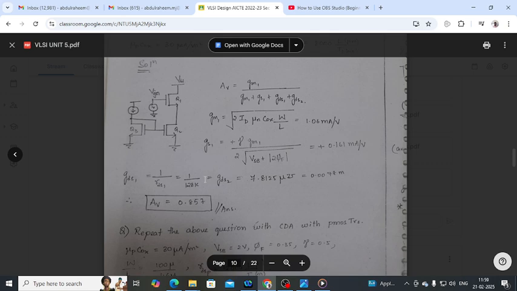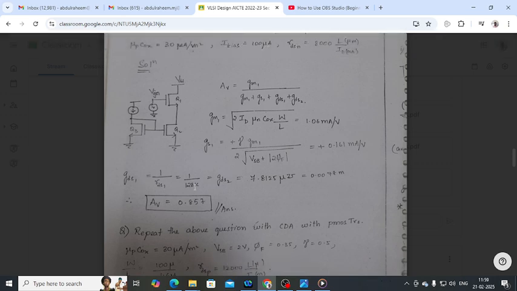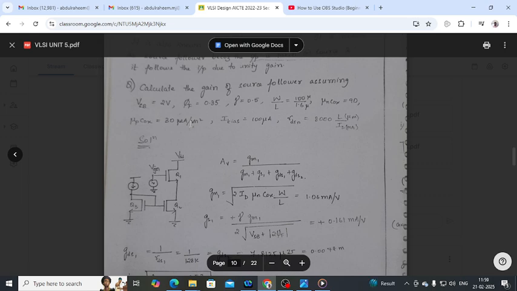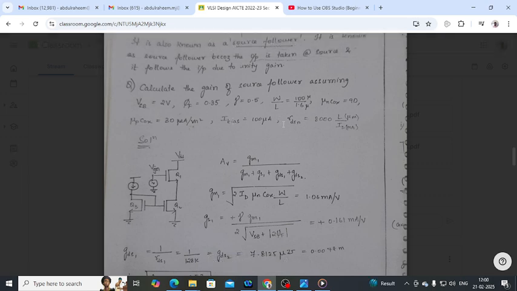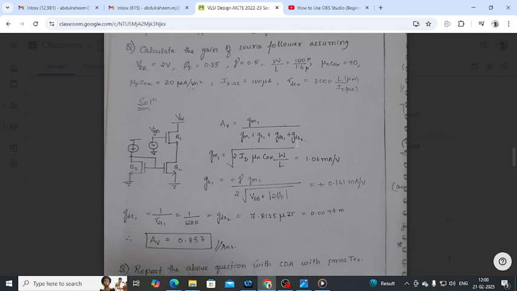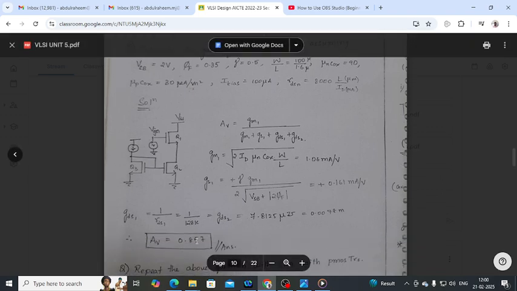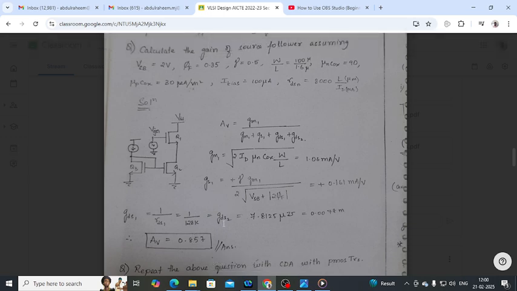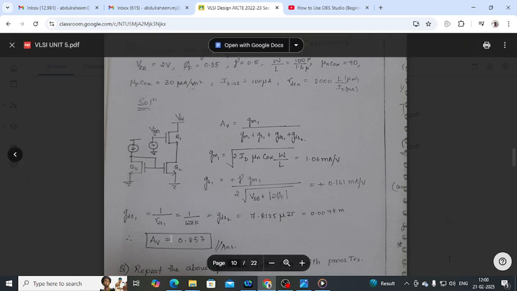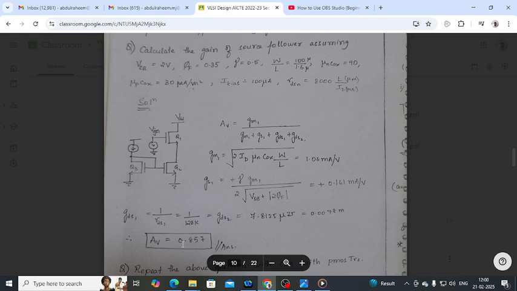So overall, GDS1 is 1 by RDS, and RDS has been given here. So RDS1 is 8,000 and RDS2 is 128K. This is similar to your GDS2, so you can write it as 7.1 and so on. When you look at AV, it is 0.851, so it is approximately similar to 1. This equation was proved in the previous part at the start of our video. So according to that, the common drain amplifier has unity gain.